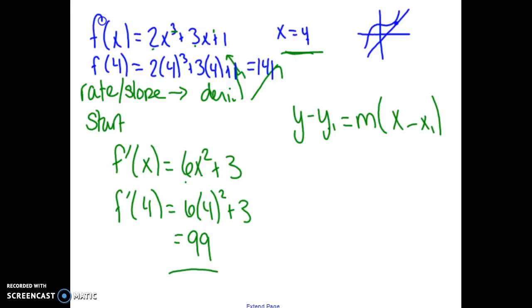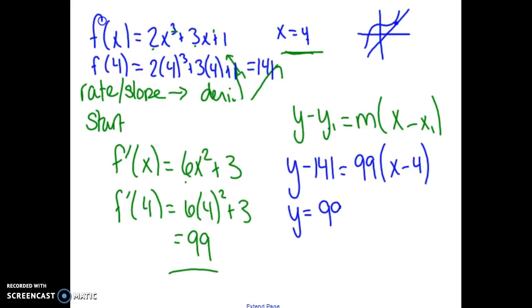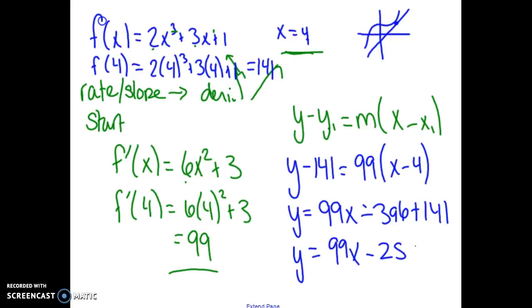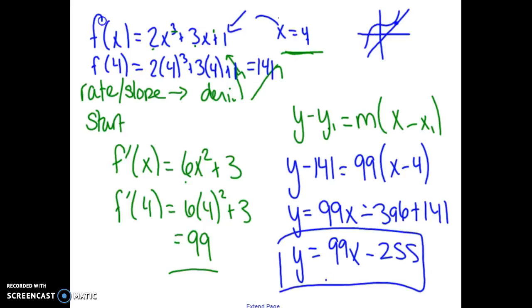Now I can plug in. I'm going to do y minus my y value equals my slope, or rate of change, times x minus my x value. When I distribute that, I get 99x minus 396 plus 141, and I end up with 99x minus 255. This would be the equation of the line tangent to this graph at this point. Then some of you might think I'm crazy, so we're going to graph it and see what happens.